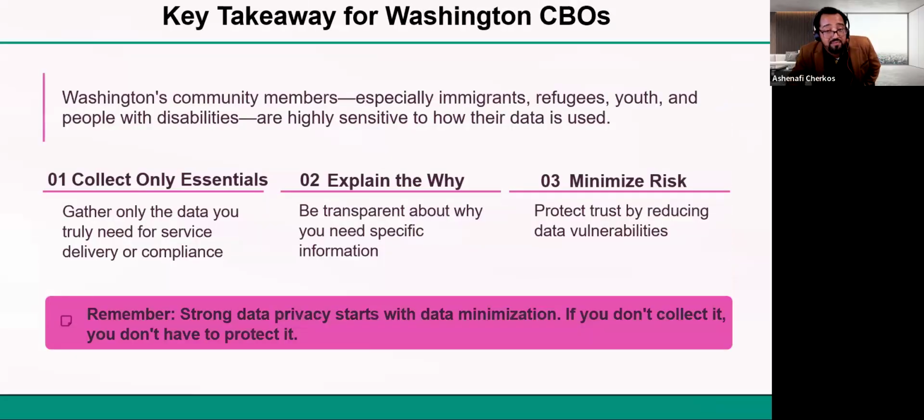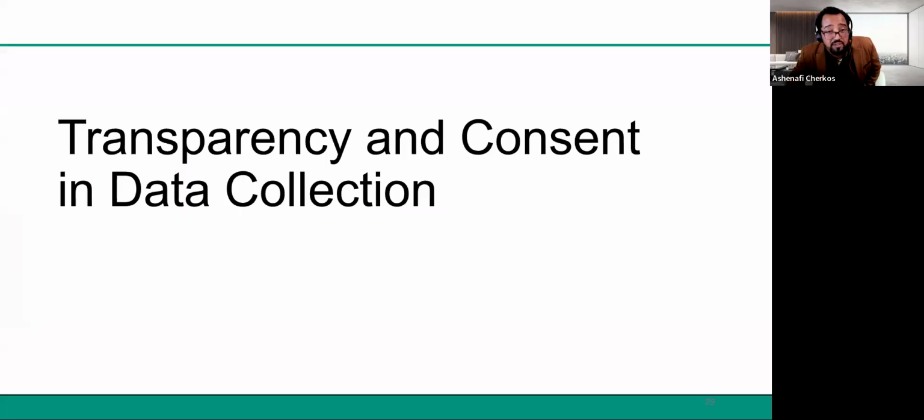So now, for community organizations in Washington or elsewhere, the message is: collect only what is essential. If you must collect sensitive data, including core demographic and other recommended essential information, you should handle it carefully. Be transparent about what you are collecting and minimize risk whenever possible. And remember, strong data privacy starts with data minimization. If you don't collect it, you don't have to protect it. So if you don't need it, every field is risky, so don't collect it. So that's all about data minimization. And next up is Jen.